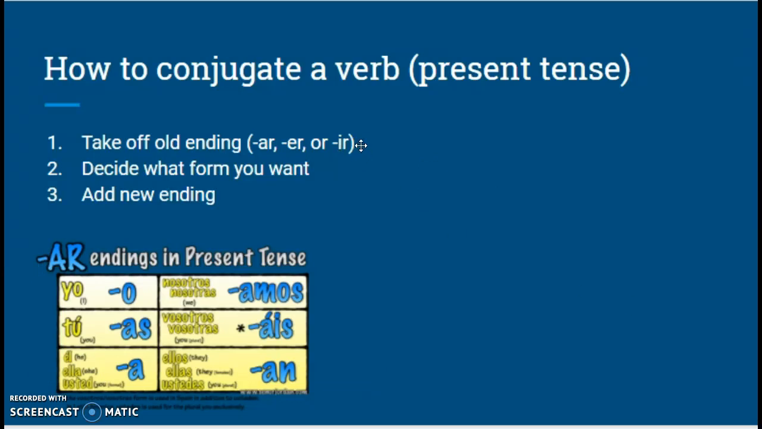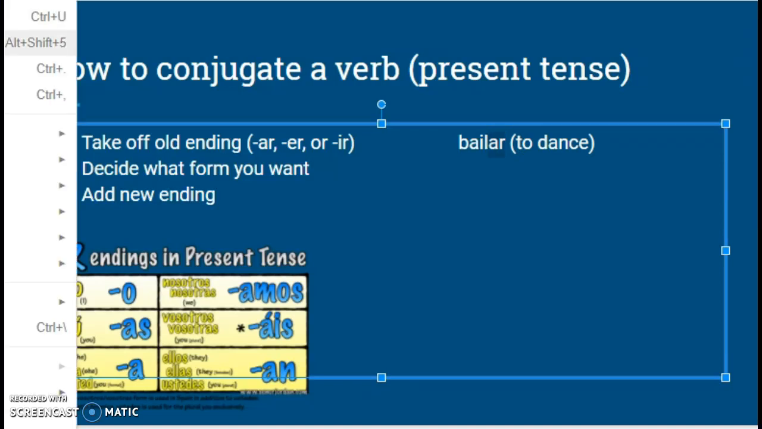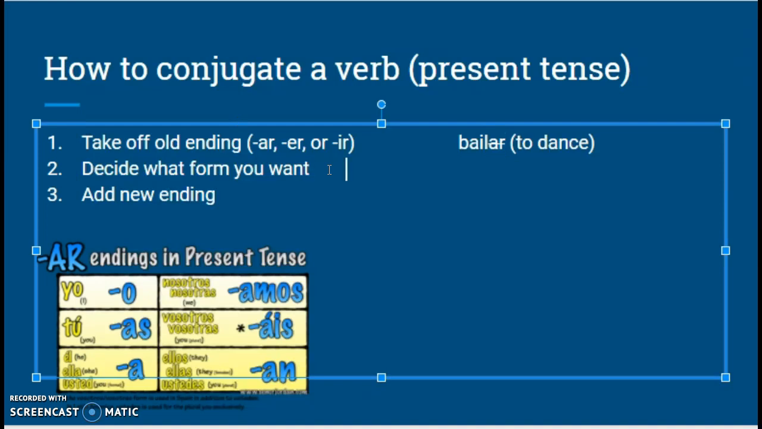We're going to do another example now. This time, let's do the verb bailar, which means to dance. So my first step is going to be to take off this AR ending. So I just took it off. Step 2, deciding what form I want. Let's say they dance. So that would be ellos, or we could do ellas. And then step 3, add my new ending.